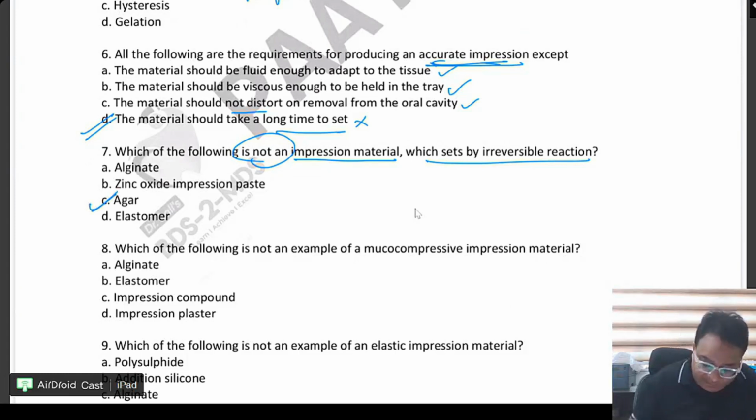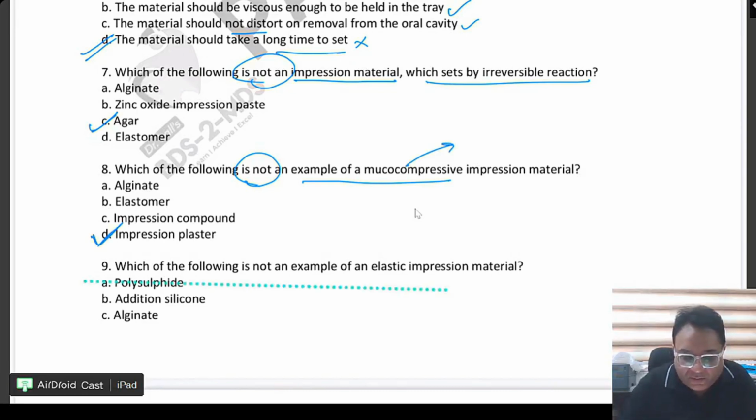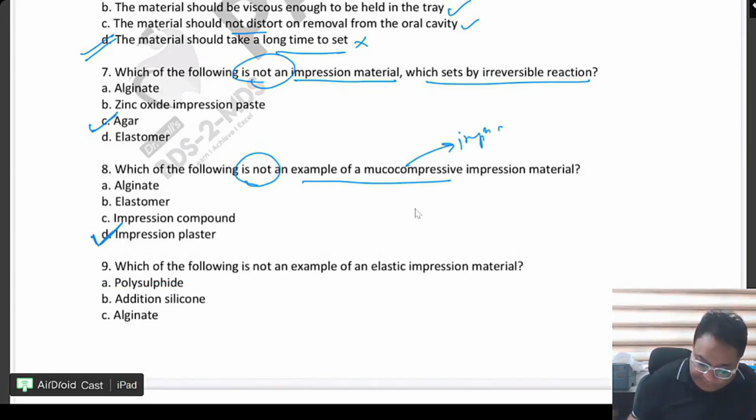Which of the following is not an impression material which sets by irreversible reaction? Agar is reversible. Not an example of mucocompressive. Mucocompressive are the ones like impression compound.